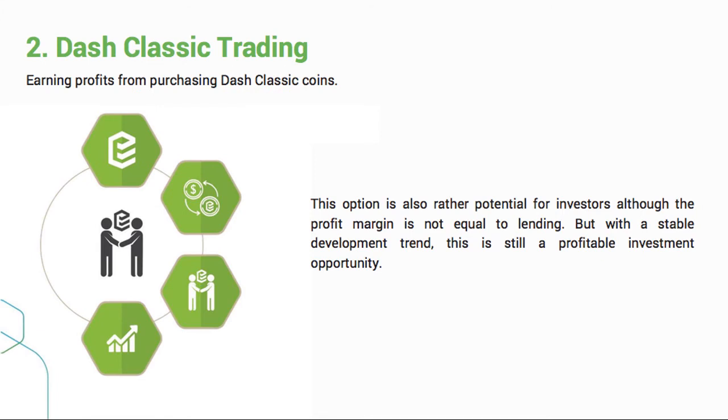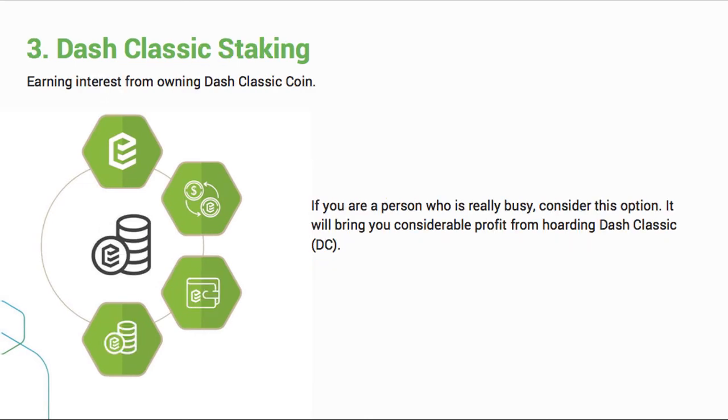2. Classic trading. Earning profits from purchasing Classic coins. This option is also rather promising for investors, although the profit margin is not equal to lending. But with a stable development trend, this is still a profitable investment opportunity. 3. Classic staking. Earning interest from owning Classic coin. If you are a person who is really busy, consider this option. It will bring you considerable profit from hoarding Classic DC.